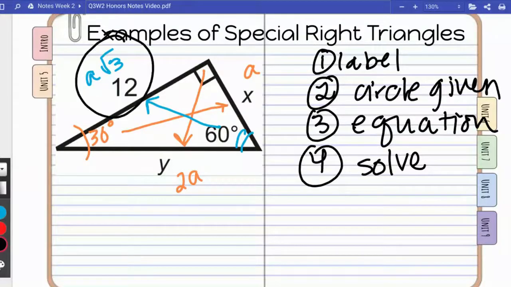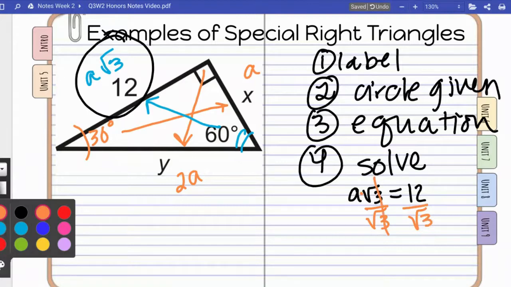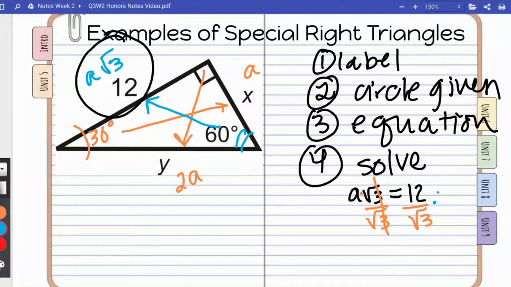Circle the given. Set up an equation. We know this side, A square roots of 3, is equal to 12. This is A times the square root of 3. Well, we need to get rid of the square root of 3 because we want to isolate the A. The opposite of multiplication is division, so divide both sides by the square root of 3. Those cancel. We have square root of 3 in the denominator. We can't have a square root in the denominator. We multiply the top and the bottom by the square root of 3 this time.